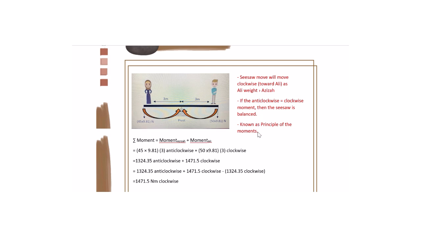For this question, we need to know the principle of the moment. The seesaw will move clockwise toward Ali, as Ali's weight is greater than Aziza's. If the anti-clockwise moment is equal to the clockwise moment, then the seesaw is balanced. This is the principle of moment. So we need to subtract Aziza's moment here, so we get the total moment is 1471.5 Newton meter clockwise minus 1324.35, the net moment clockwise.